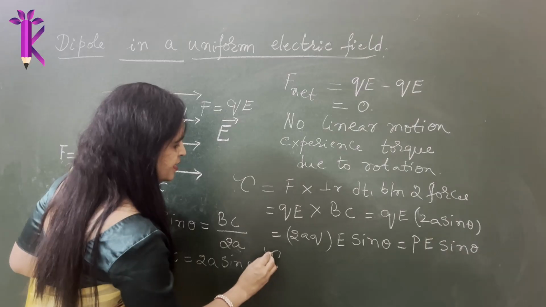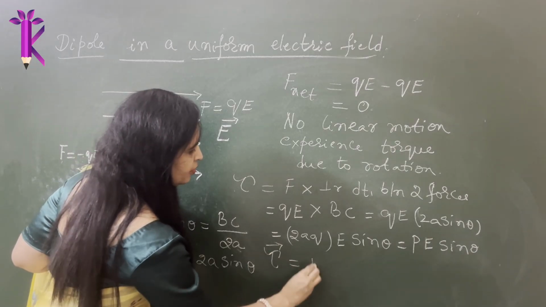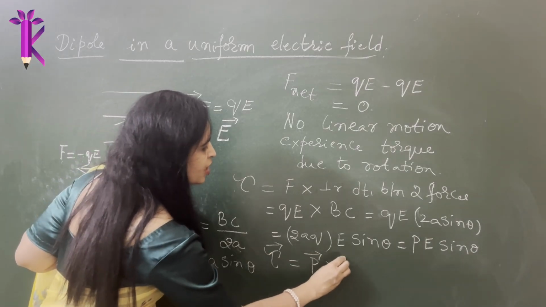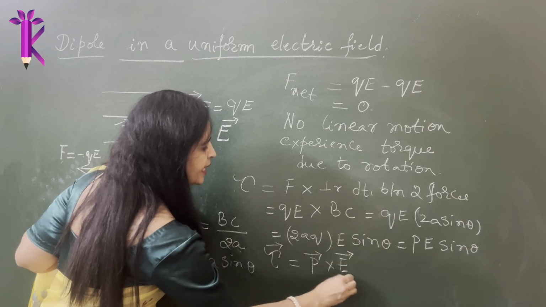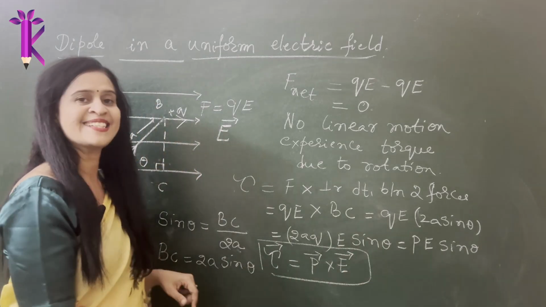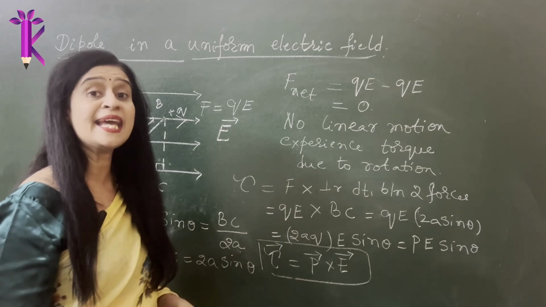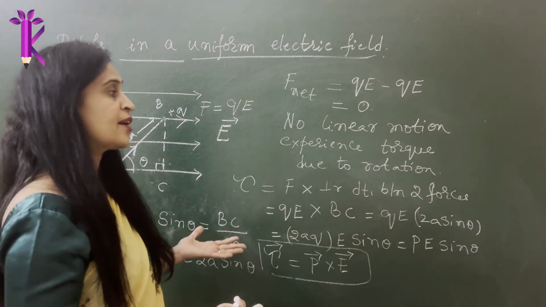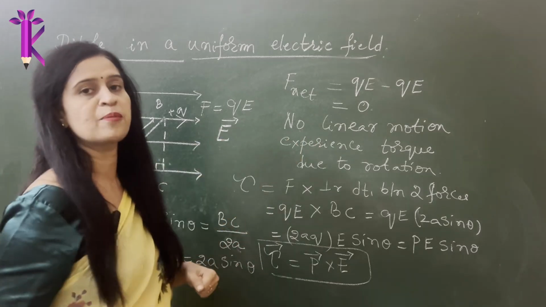So what is PE sine theta? Torque is a vector. So how do you write this? Vectorially, it is P cross E. It is the cross product of the dipole moment with the electric field. So this is how you calculate the torque experienced due to the rotation, due to two forces acting in opposite directions.